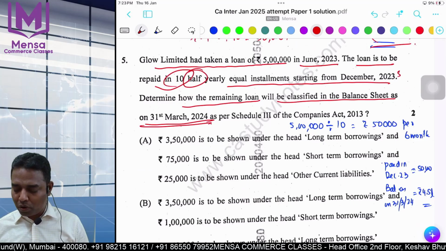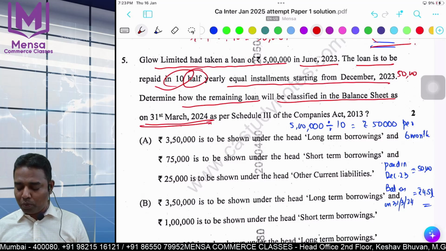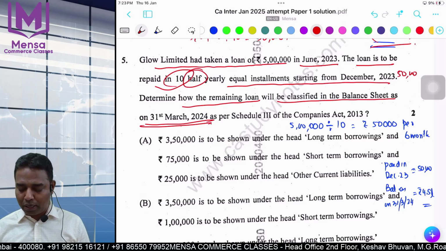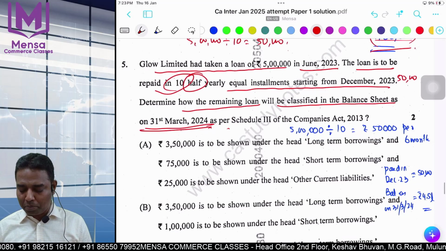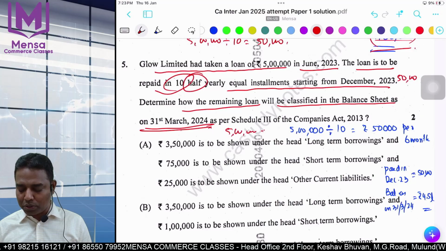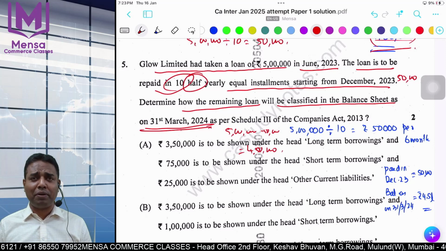Every installment is of 50,000. One installment you already paid in December 2023. So out of 5 lakh, one installment is paid in December 2023. So how much is the pending loan? That is 5 lakh minus 50,000. That is 4,50,000 is the outstanding loan. But this is a 5-year loan.